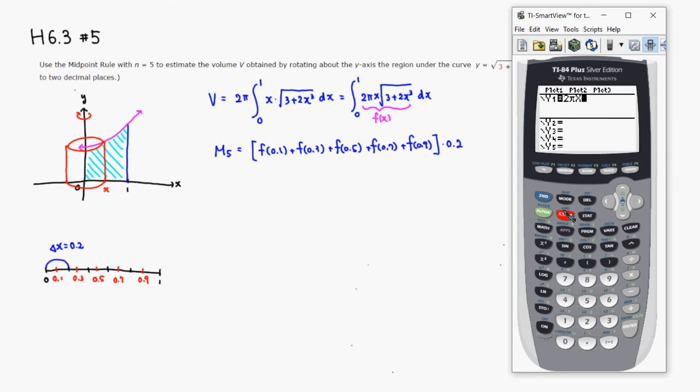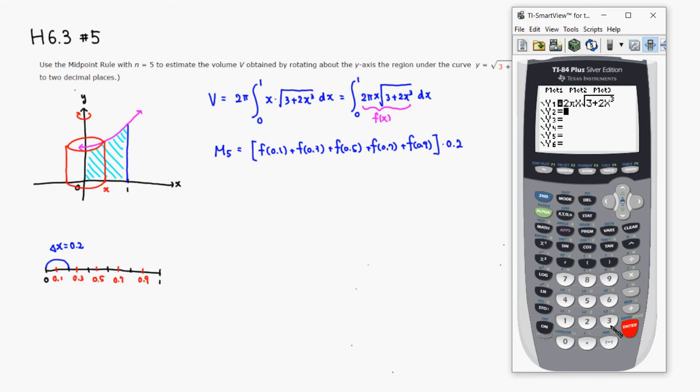Then you have x, then you have a square root. So where's the square root? Here, second and x squared gives you square root. And then I'm going to put the 3 plus 2x squared. Actually this is cubed, so you have to do a hat 3. Then go here. So this is the integrand, so I'm going to just say enter. So Y1 is the function.